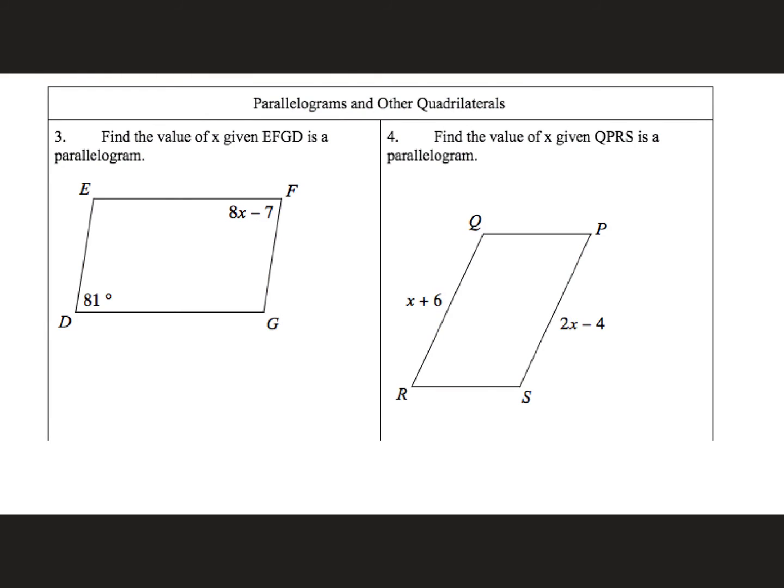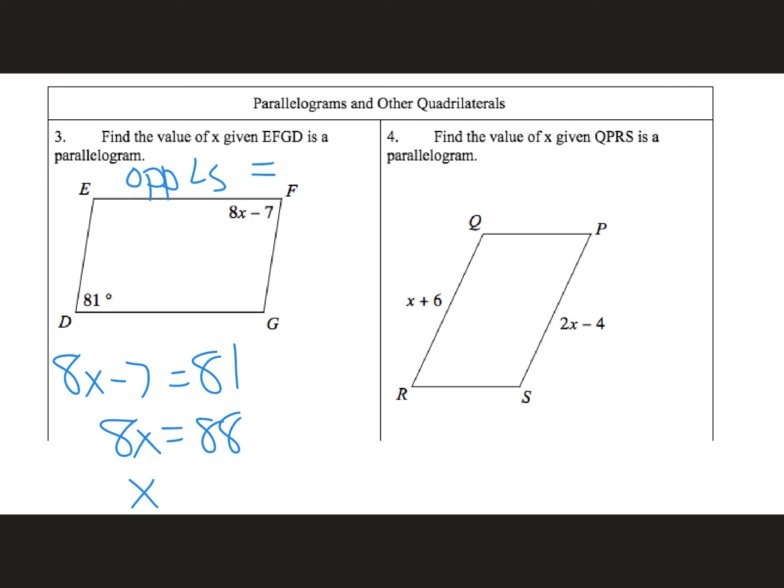Don't worry. Ooh, parallelograms. Okay, so a couple things going on here. We've got opposite angles in a parallelogram are equal. So that's what this one is. 8x minus 7 equals 81. We're going to go ahead and add 7 to both sides. So we're going to get 88, and we're going to divide by 8, and we're going to get 11.